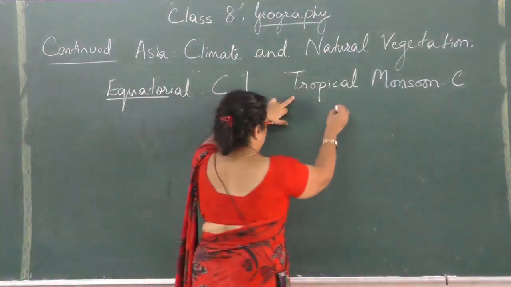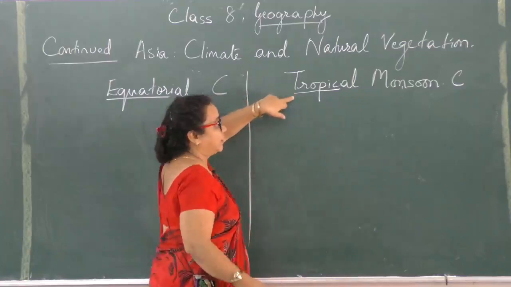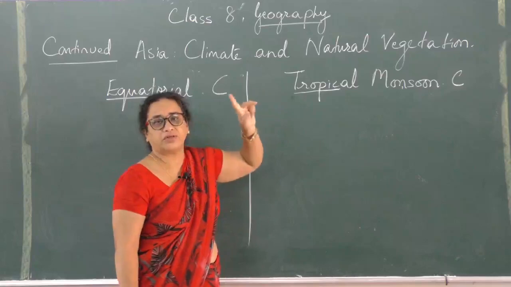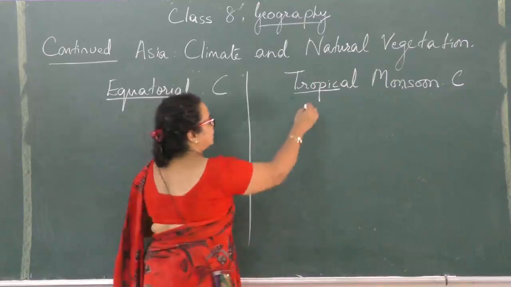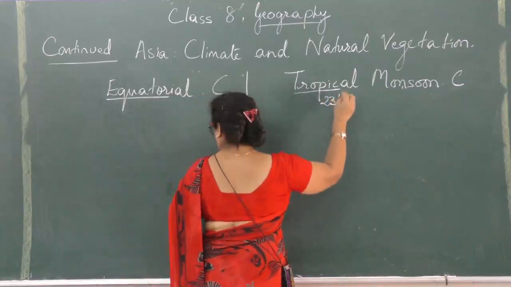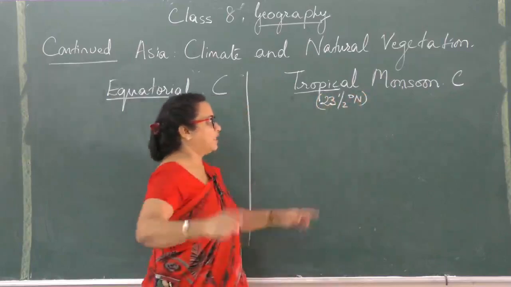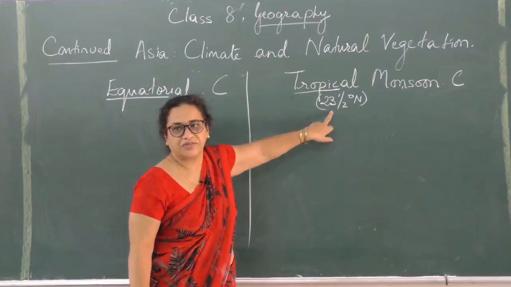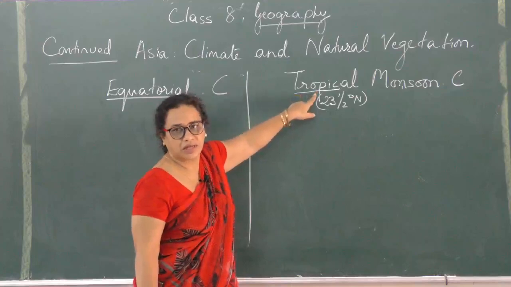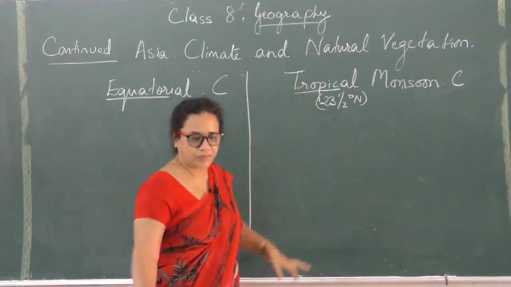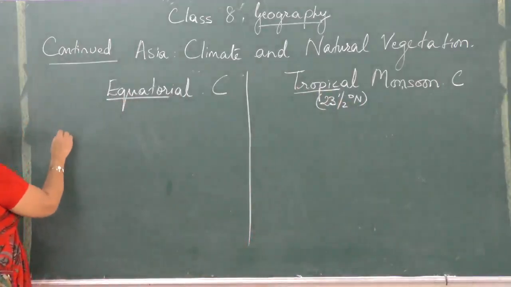Tropical meaning it will be close to the tropics. In Asia, we have only the Tropic of Cancer passing through. Capricorn is in southern hemisphere. I give you the degree. Those places which are near this Tropic of Cancer, north or south of it, will be having tropical monsoon climate. How will you remember? We look at the map. But before that, I make you write down the names of the countries.